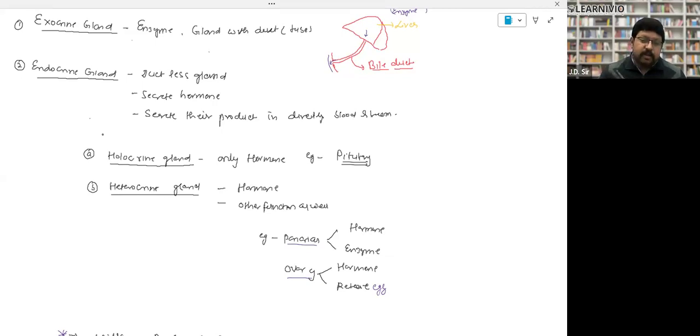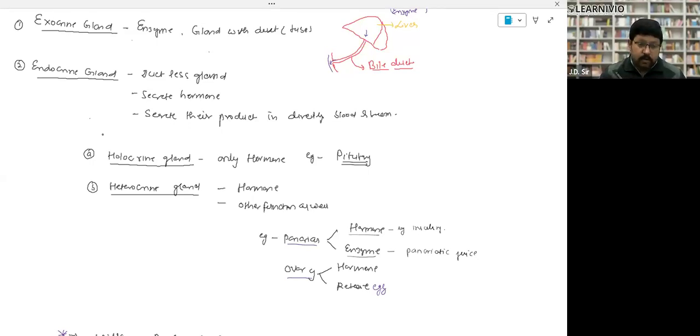Then the next kind of gland is called heterocrine gland. They secrete hormones, and along with that, they have other functions as well. For example, the pancreas is a heterocrine gland. We know it secretes the hormone insulin. Along with that it secretes pancreatic juice, which is the enzyme, right? We have already studied pancreatic juice. But it also secretes a number of hormones, for example, insulin.